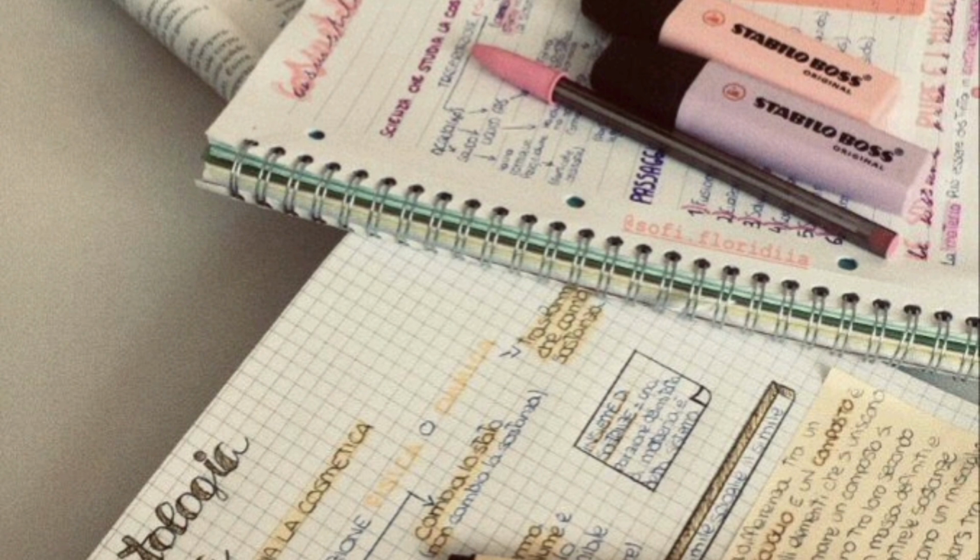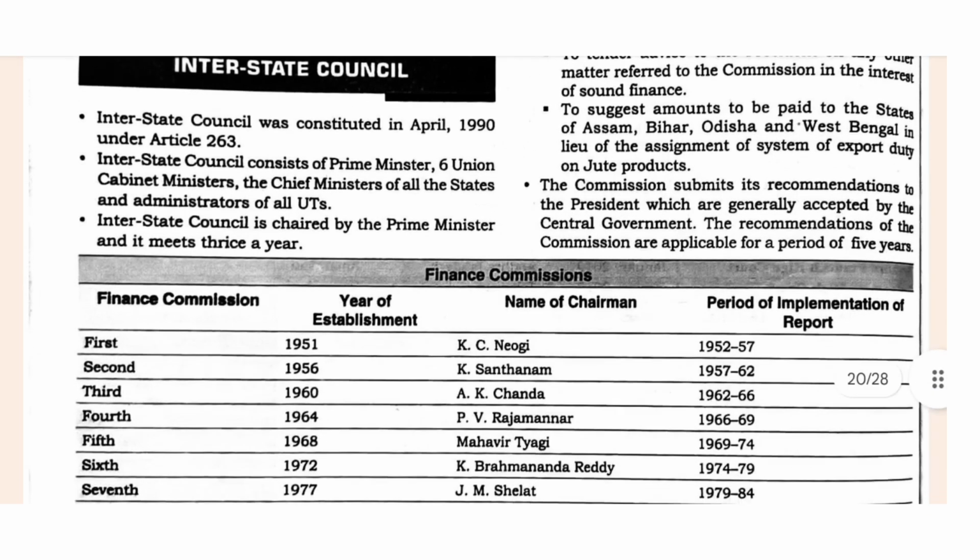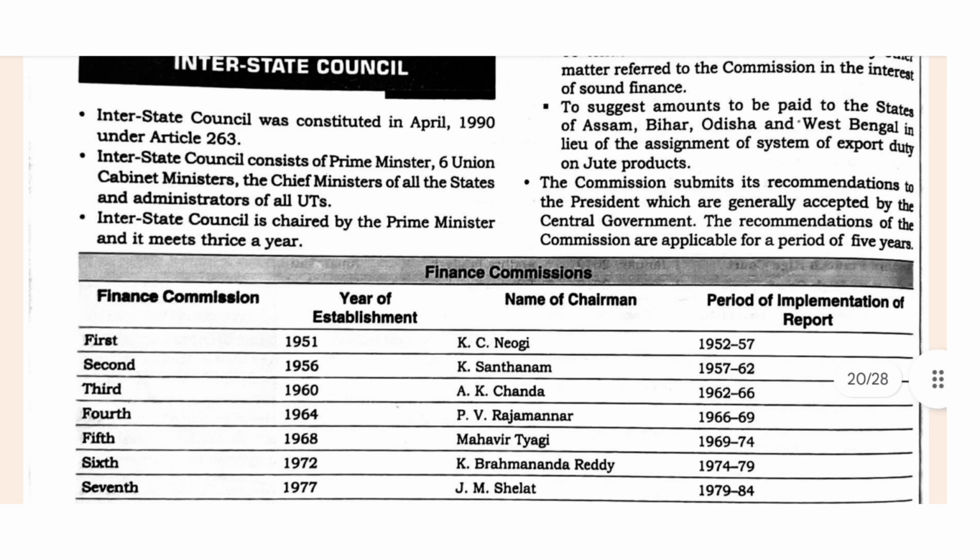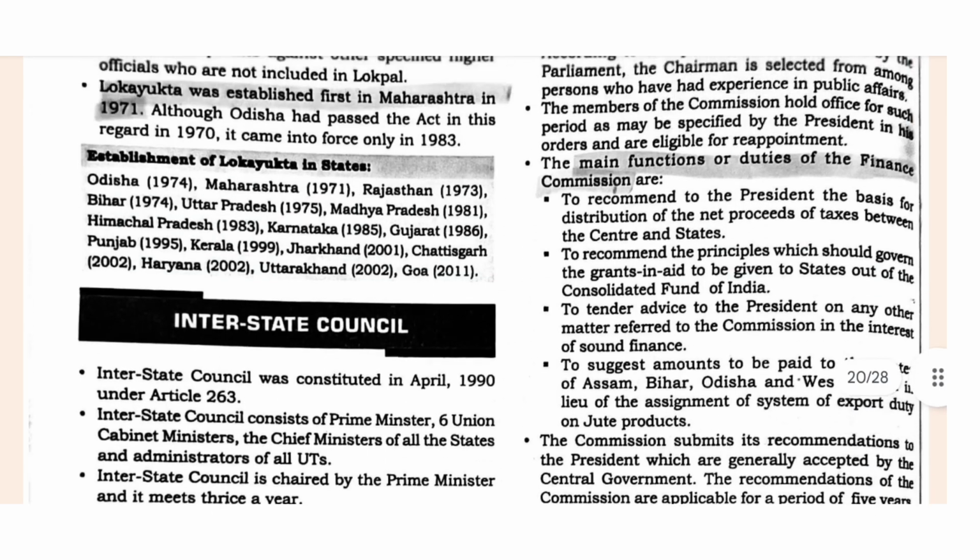Let's get started. So, today we will learn about Interstate Councils. The Interstate Council was constituted in April 1990 under Article 263. It consists of the Prime Minister, 6 Union Cabinet Ministers, the Chief Ministers of all states, and administrators of all UTs. The Interstate Council is chaired by the Prime Minister and it meets thrice a year.